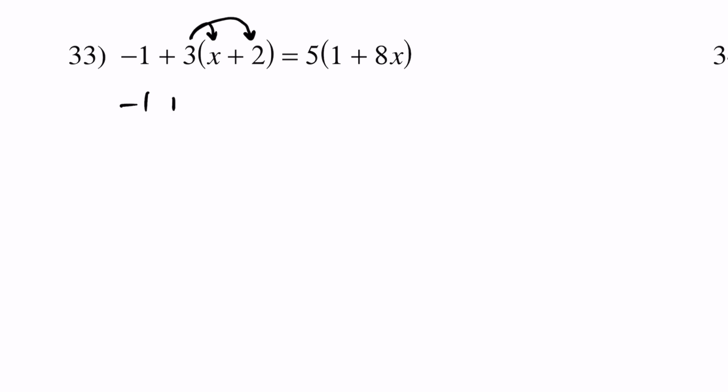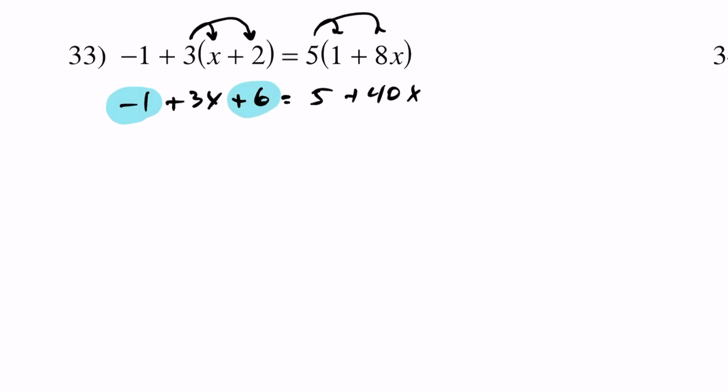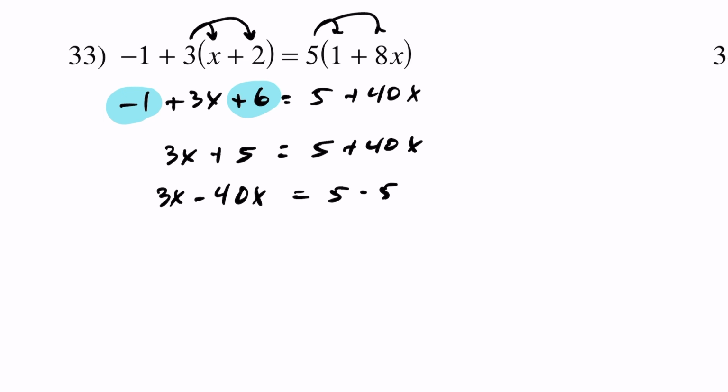So I'm going to go ahead and do my multiplication. We're going to get a 3x plus 6. Again, do distribution on the 5 here. That's going to give us 5 plus 40x. Before you start moving things around, clean up what you can. So on the left-hand side of this equal sign, I have like terms, constant values here that reduce to become a 5. That becomes 5 plus 40x. Then bring your x's to one side, in which case you get 3x minus 40x is 5 minus 5. And here we get negative 37x equals 0. Divide across by negative 37, and we get x equals 0.